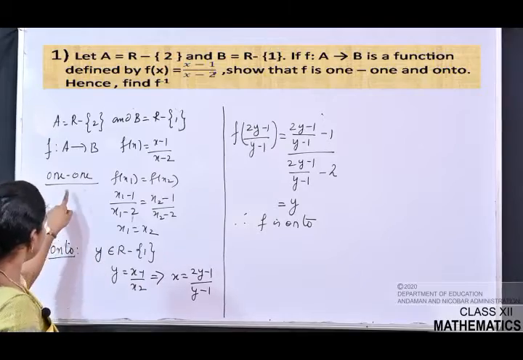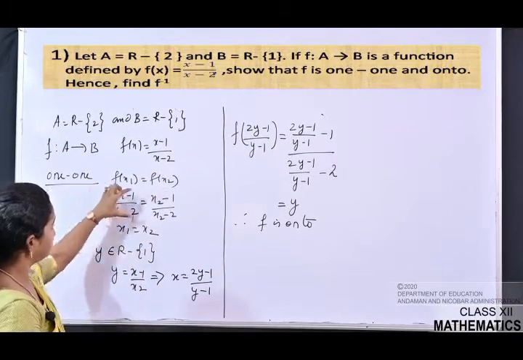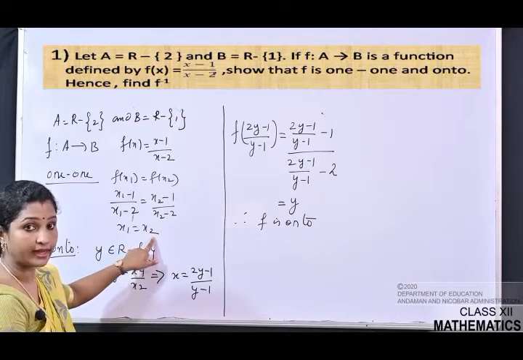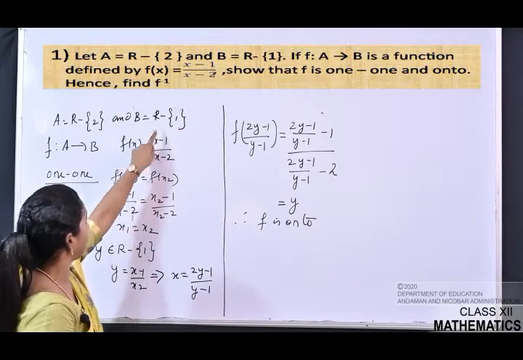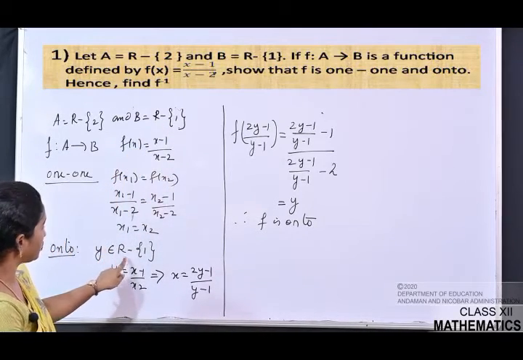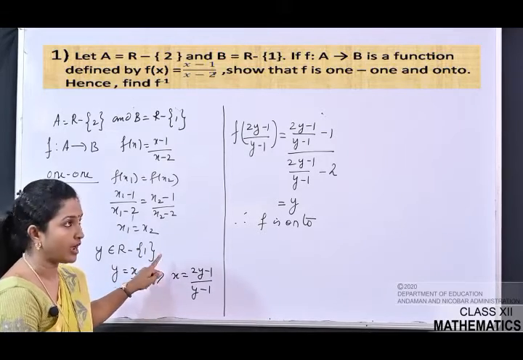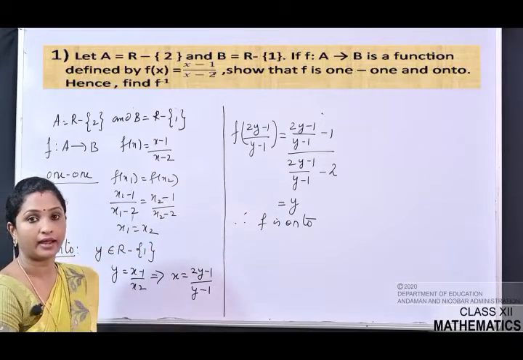First, one-one: you know how to do it, f(x1) is equal to f(x2). Put in the values and you will get x1 is equal to x2. So you can say that f is a one-one function. Onto: for onto, you will take an element y. So y belongs to R minus 1 and you will prove that f(x) is equal to y. You find the value of x and substitute it to see whether you get y or not.